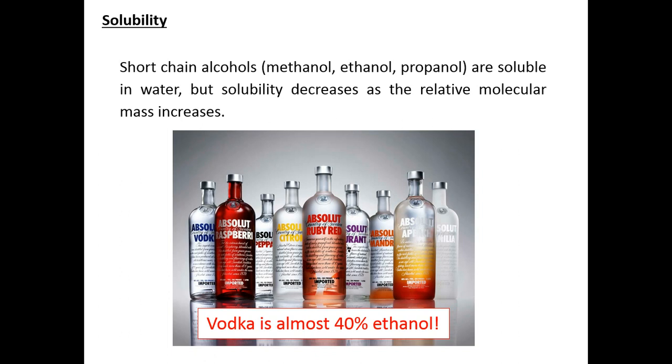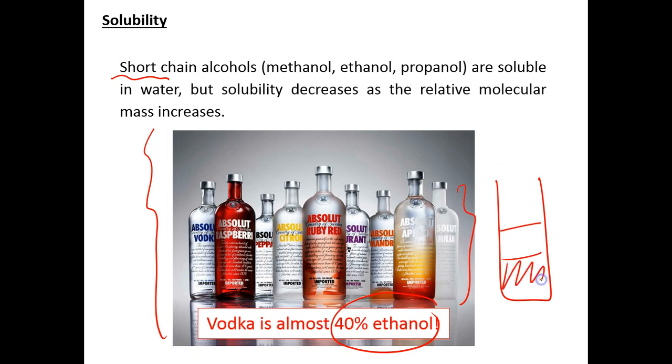Solubility wise, alcohols are soluble in water. Short chains are more soluble. The longer chain ones are not as soluble. So for example, your alcoholic drinks, vodka is almost 40% ethanol. You see a clear solution. You don't see two layers. You see one single solution complete. Why? Because the ethanol inside dissolves completely in water.